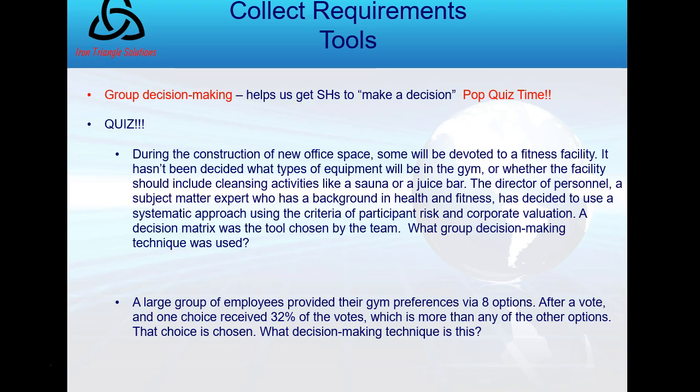Okay, hopefully you've had a chance to review these. The group decision-making techniques: the Director of Personnel is the subject matter expert, and they have decided to use a systematic approach using the criteria of a participant, risk, and corporate valuation. A decision matrix was the tool chosen by the team. So think about how that might be applied. Also, the other one has the various levels of votes. Again, we just defined those.